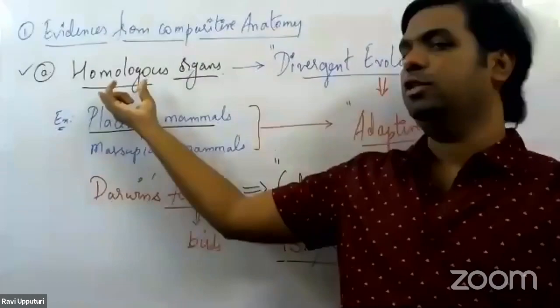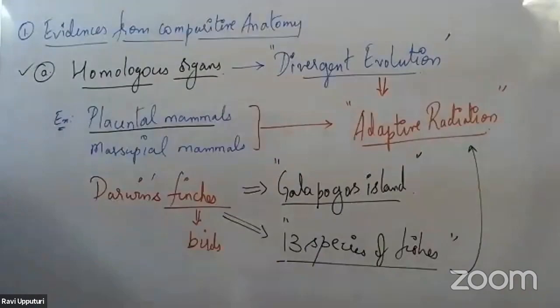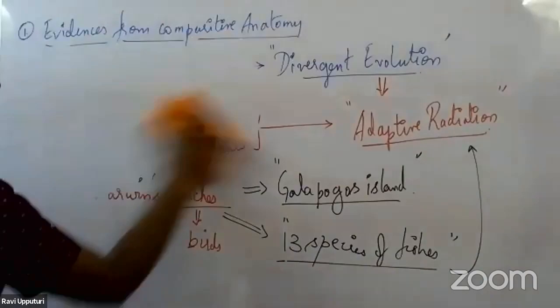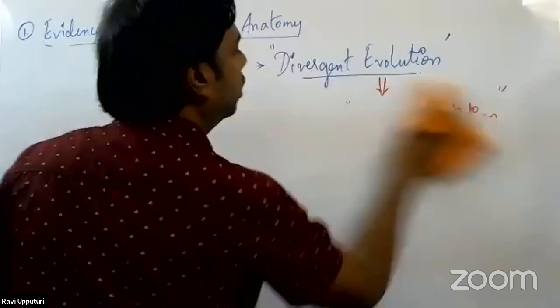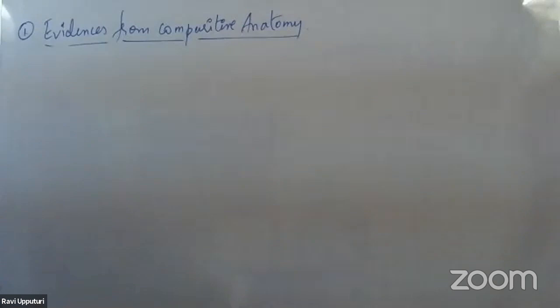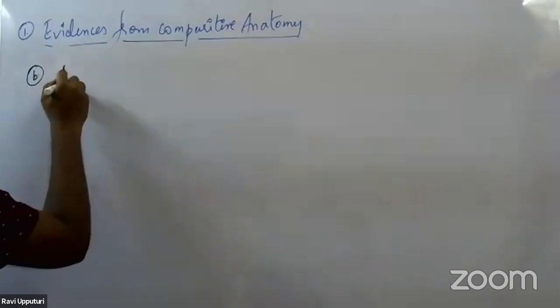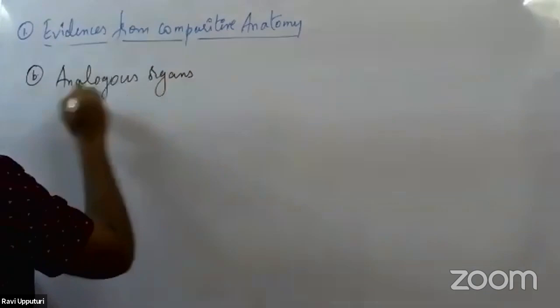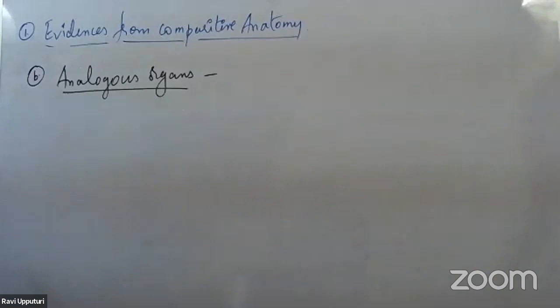Now let us take up the second type of organs, which is called analogous organs. Analogous organs would be quite opposite of the first thing we saw, that is homologous organs. So B would be analogous organs. Now what are these analogous organs? As usual, first we'll write down, then we'll get into some examples.